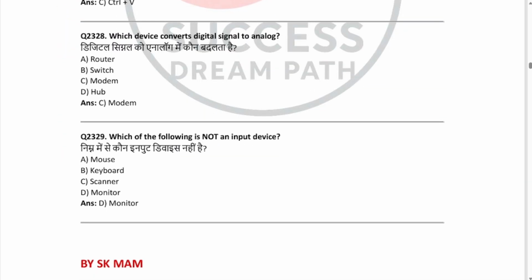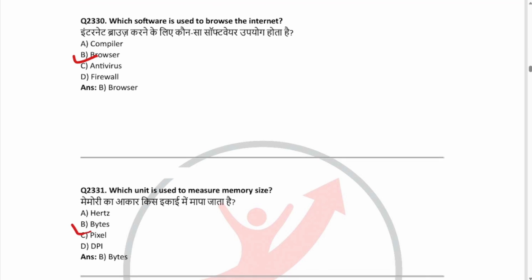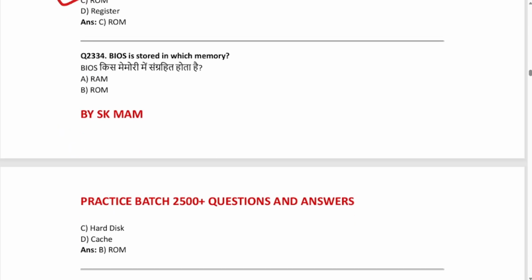Which device converts digital signal to analog? Modem. Which of the following is not an input device? Monitor. Which software is used to browse the internet? Browser. Which unit is used to measure memory size? Bytes. Which memory is closest to CPU? Cache. Which of the following is non-volatile memory? ROM. BIOS is stored in which memory? ROM.